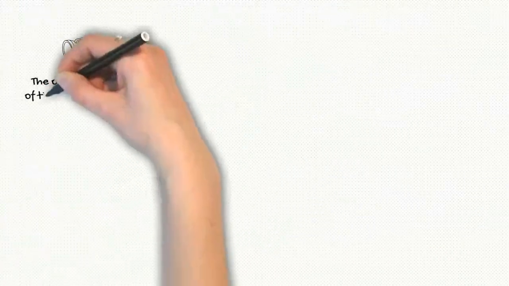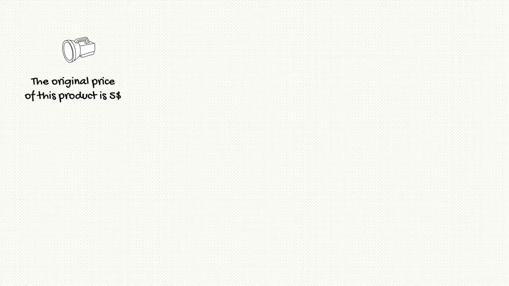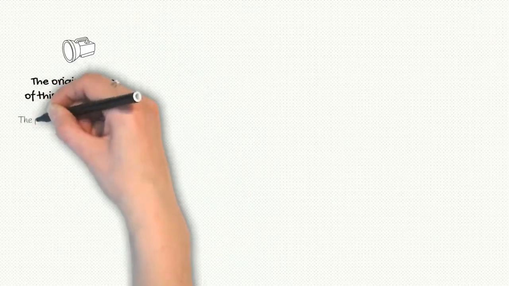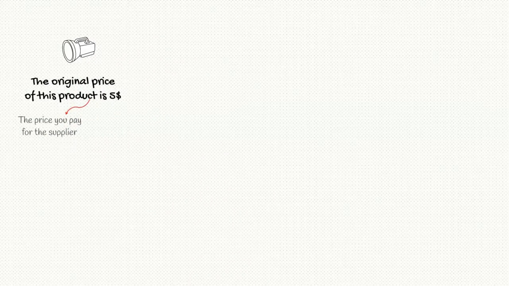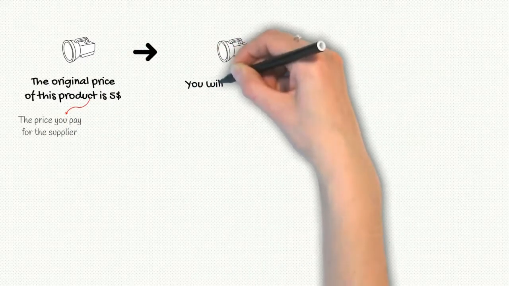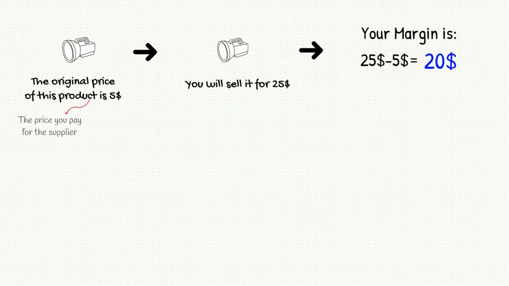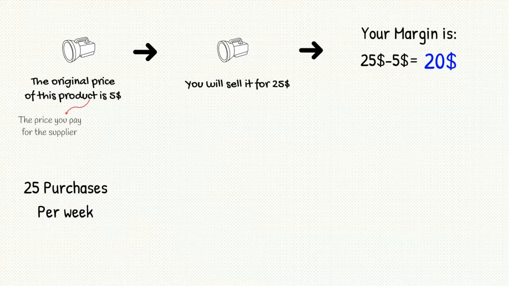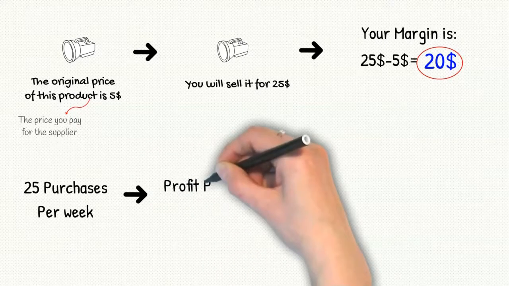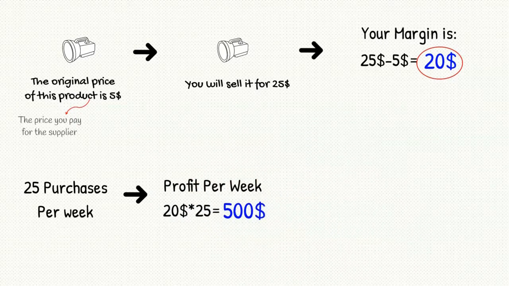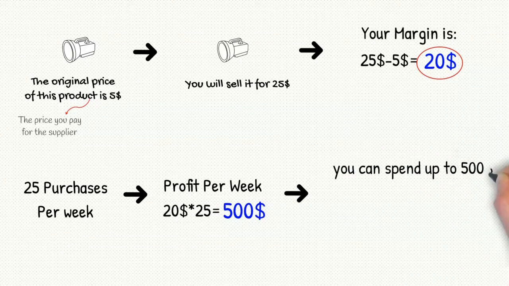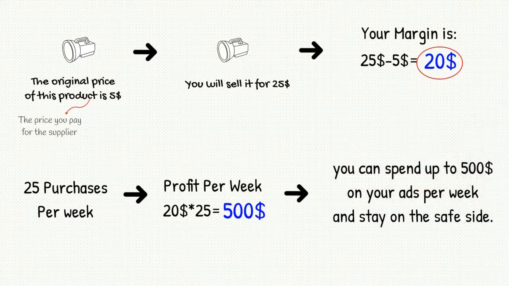Let's say you are selling a product and the original price of this product is $5. By original price, I mean the price you are paying your supplier. So you want to sell this product for $25, so your margin is $20. If you want to have 25 sales per week and you have a $20 margin per purchase, then we have 25 by 20 equals $500 profit per week, which means that you can spend up to $500 on your ads per week and stay on the safe side.